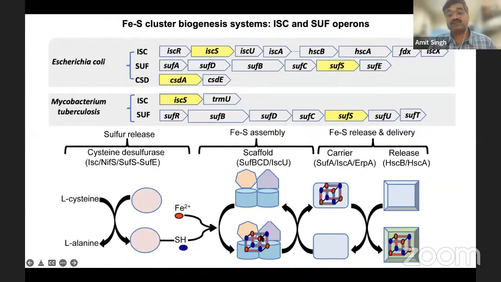And once iron sulfur clusters are assembled, they are then transferred to carrier proteins like SUFA, ISCA, and ERPA. And from carrier proteins, they are then given to client proteins, which are the iron sulfur cluster proteins like aconitase, succinate dehydrogenase, and lipoic acid synthase. And this reaction is actually energy dependent. Here you need chaperones and ATP to then transfer the pre-synthesized iron sulfur cluster to the client protein.